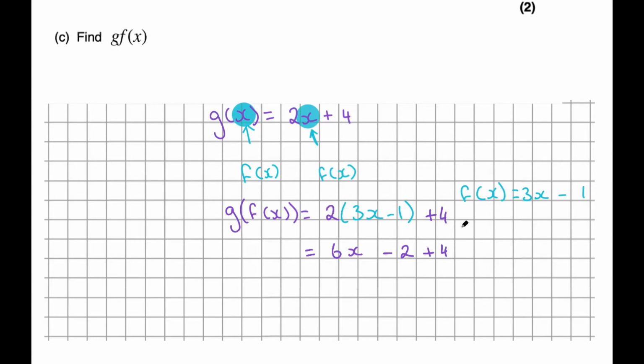Group your like terms together. And then I'm going to have 6x minus 2 plus 4 is going to give me plus 2. And that's all that it is.